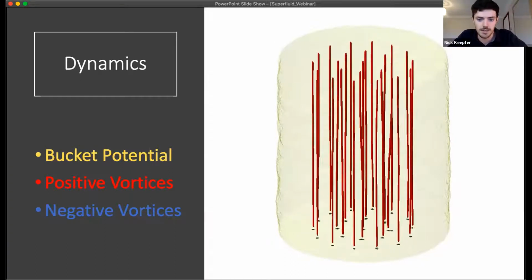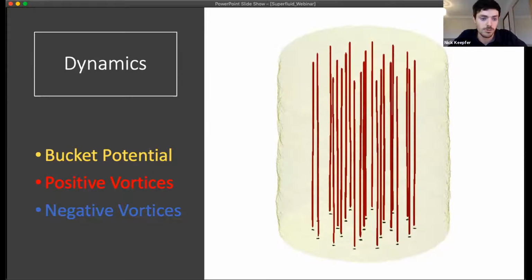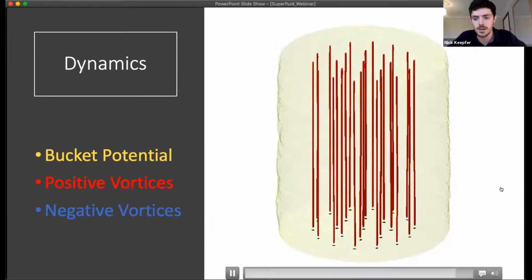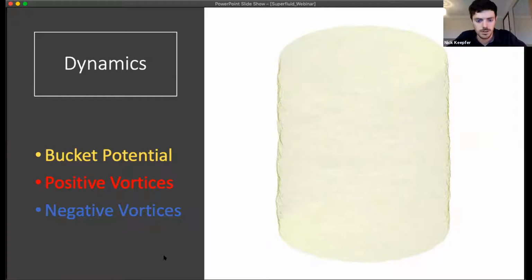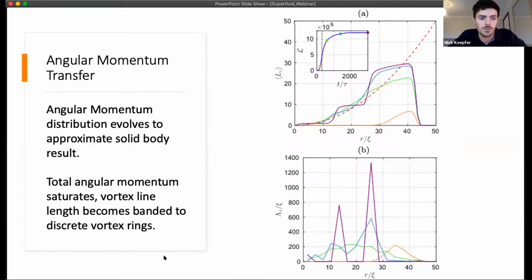And you see at the end here, they're all lined up into the famous vortex lattice solution that we're looking for. There we go. So we wanted to look first at the angular momentum transfer. How does this angular momentum enter into the system?